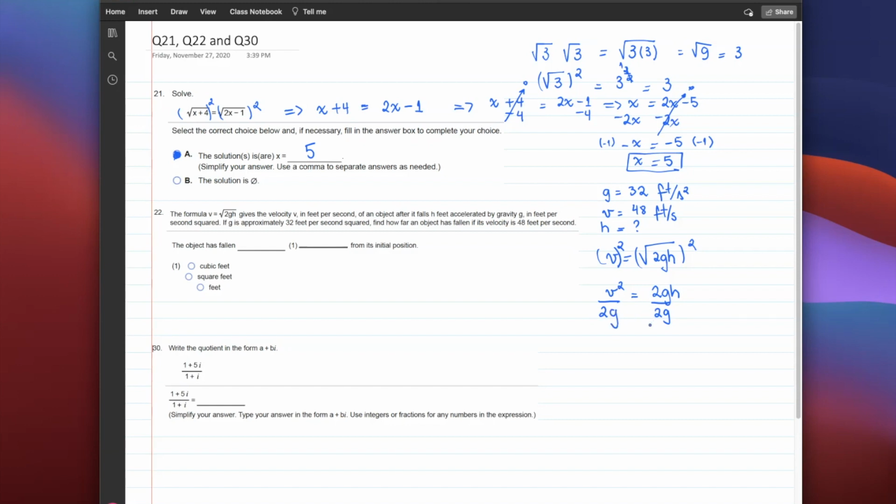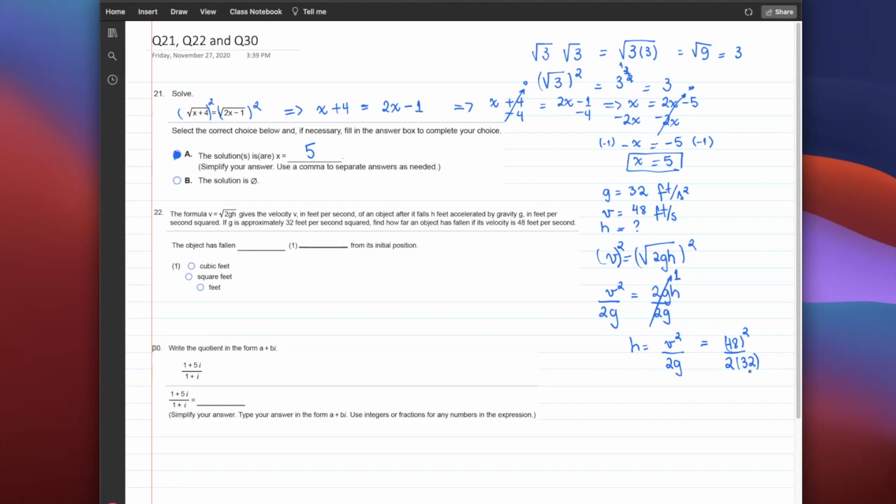G on both sides. And then this becomes 1. And now I know to find the height, I need to square the velocity and then divide by 2 times the gravity. Velocity is 48, and then it's 48 squared. And here is 2 times 32.